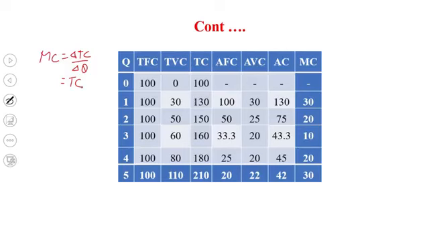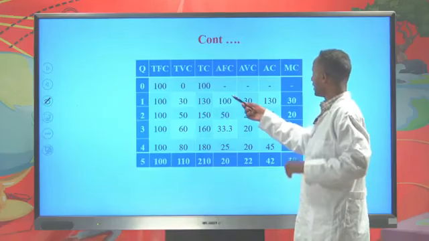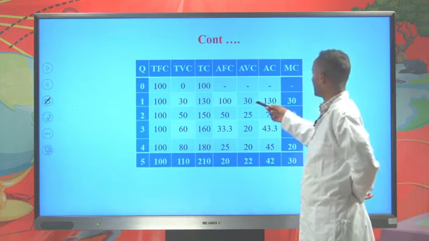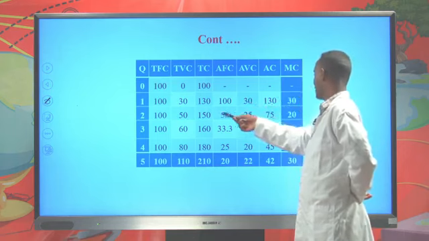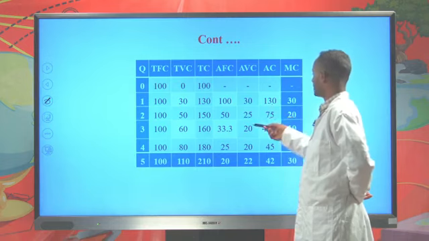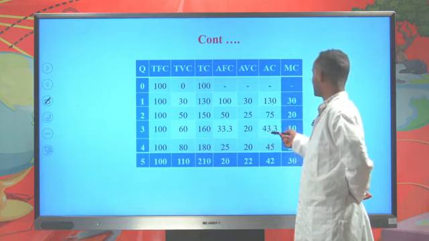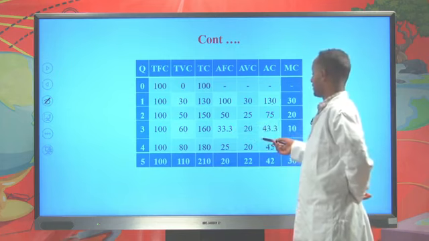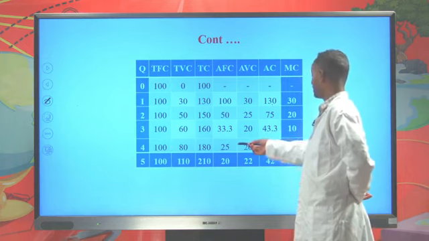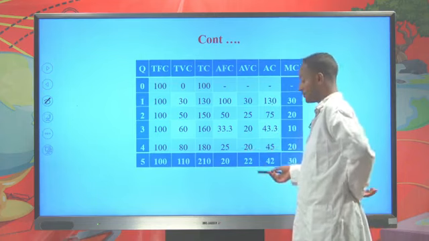In another way, we can calculate the average cost of production by adding the average fixed cost and the average variable cost of production. The average cost of producing 1 unit of a commodity is 130 BR, which is calculated by adding 100 and 30. The average cost of producing 2 units of a commodity is 75, which is calculated by adding 50 and 25. The average cost of producing 3 units of a commodity is 53.3, which is the sum of 33.3 and 20. The average cost of producing 4 units is 45, which is the sum of 25 and 20. The average cost of 5 units of a commodity is 42, which is the sum of 20 and 22.